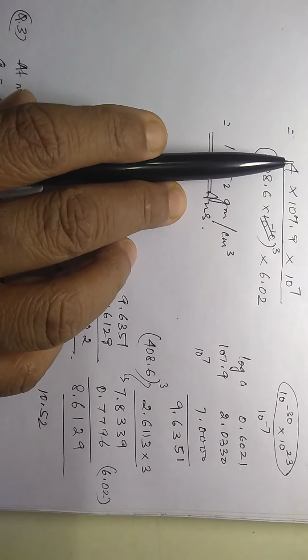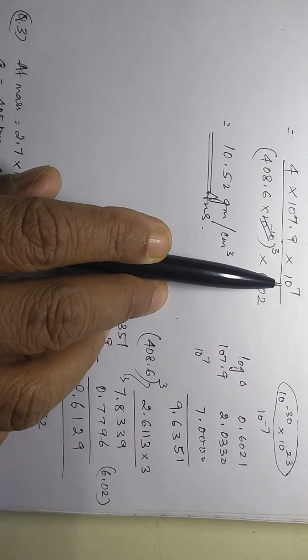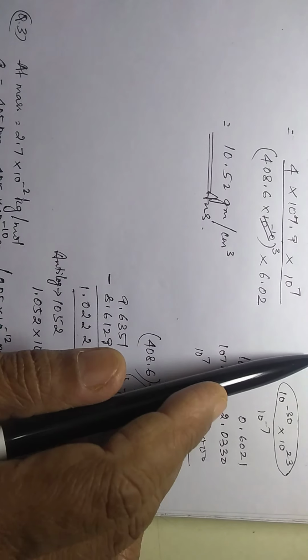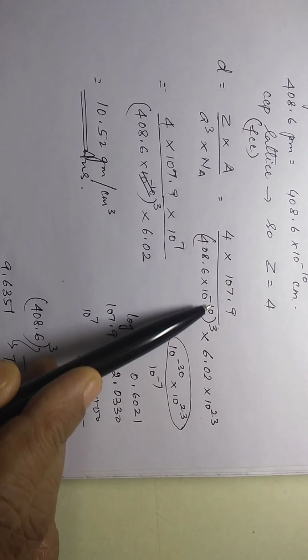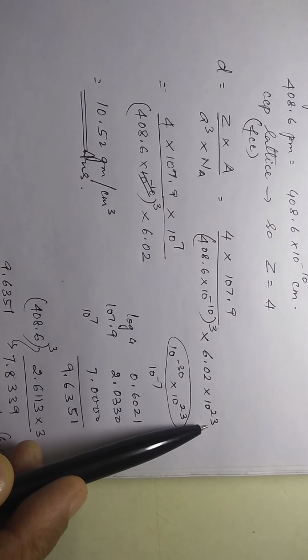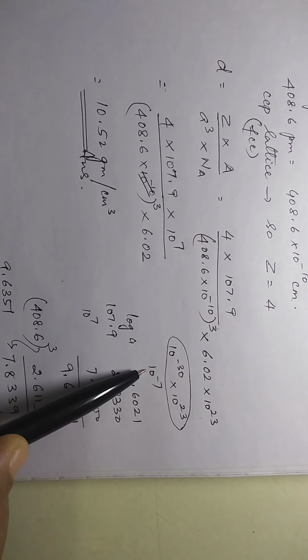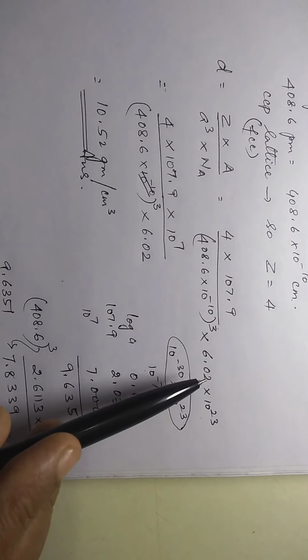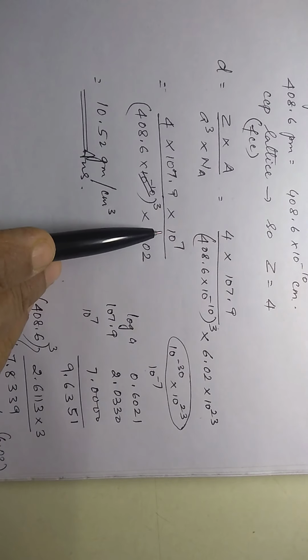Now here you see what you have, 4 into 107.9 into 10 power 7. How did you get 10 power 7 here? This is 10 power minus 10 into 3, which is minus 30, and here you are having 23. So minus 30 and 23 will give you 10 power minus 7. Now this 10 power minus 7 in the denominator, if it goes up, it will become 10 power 7. That is what I have written here.